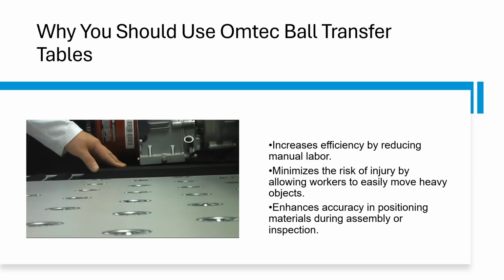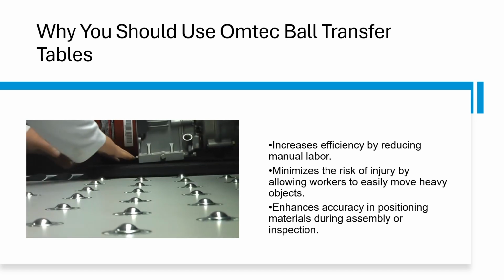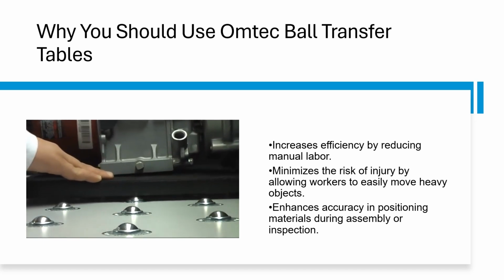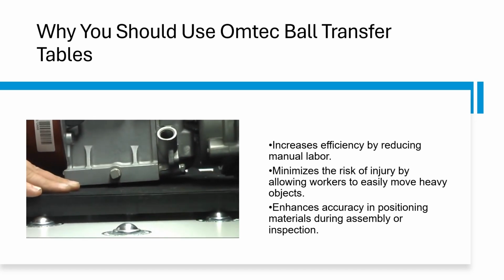Why you should use Omtec ball transfer tables. Increases efficiency by reducing manual labor. Minimizes the risk of injury by allowing workers to easily move heavy objects. Enhances accuracy in positioning materials during assembly or inspection.